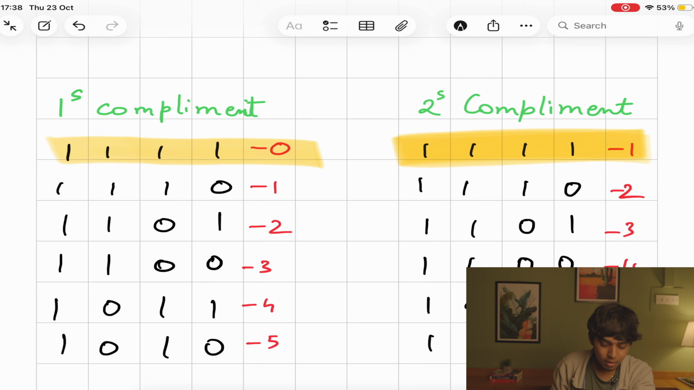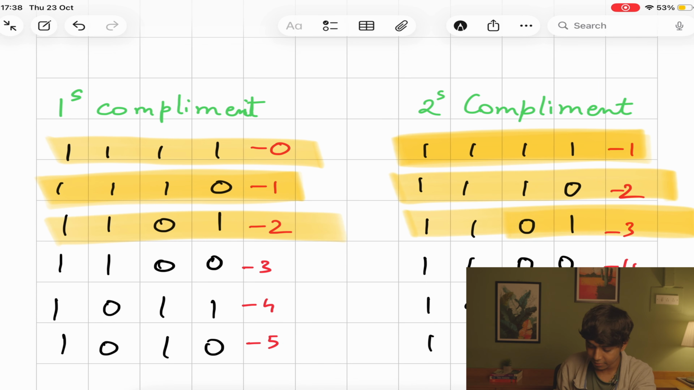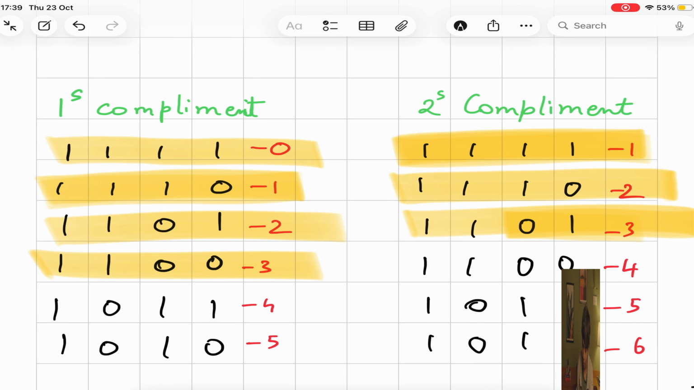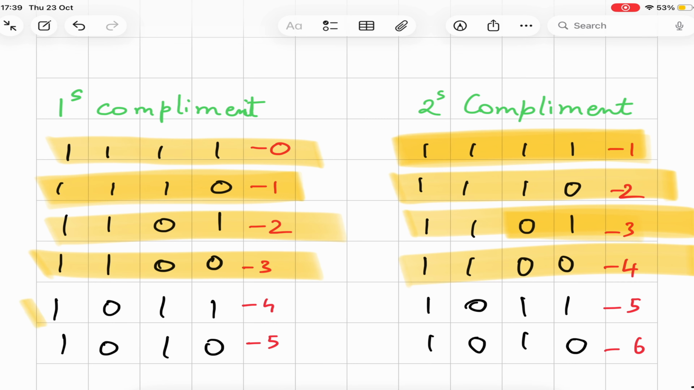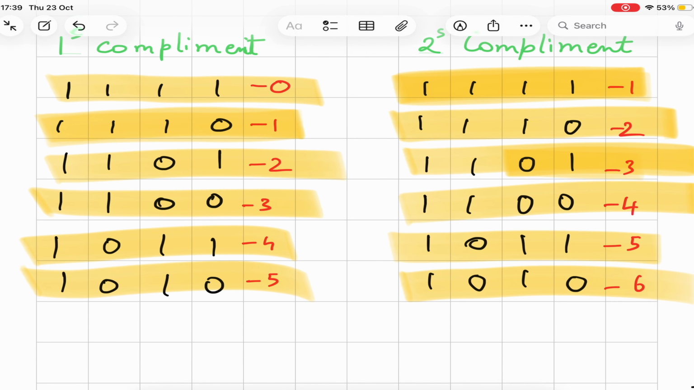negative 1. And in the same way, in 1's complement you have negative 1 here, and the same position is taken by negative 2 in 2's complement. You see, every negative number is shifted one bit. So in the minus 2 position we have minus 3, in the minus 3 position we have minus 4, in the minus 4 position we have minus 5, and in the minus 5 position we have minus 6. This is how 2's complement works.